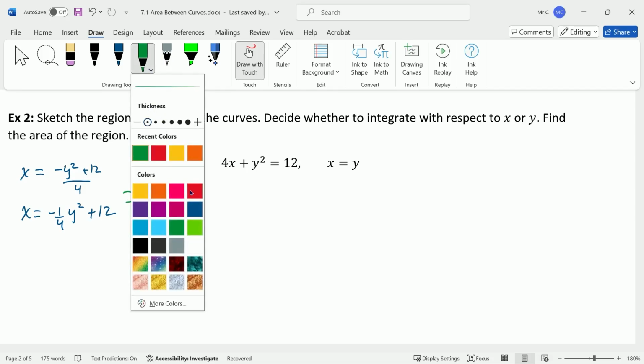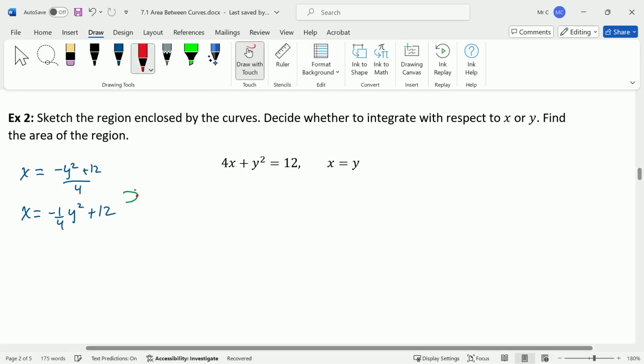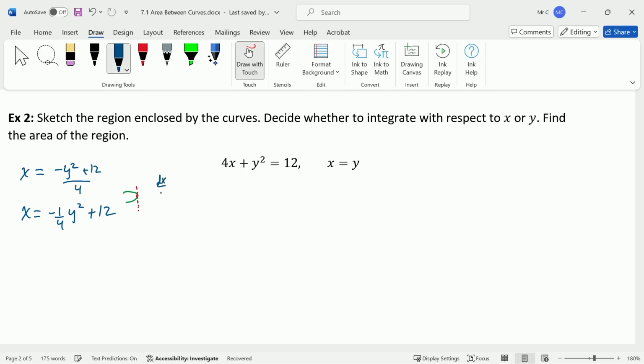And so if I want to find the vertex, that's actually where the derivative of x with respect to y is 0. So remember, when you take the derivative of y with respect to x, when that derivative is 0, you get a horizontal tangent line. But if we take the derivative of x with respect to y, when that's 0, I get a vertical tangent line. So we take dx/dy, and we get negative 2y over 4, which is negative y over 2.